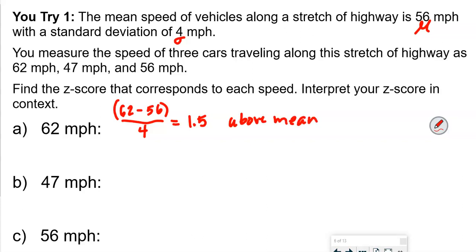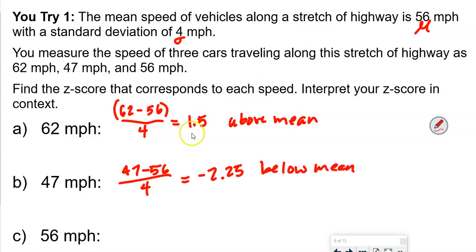So this one is above the mean, okay? Let's do the next one. So this one is going to be 47 minus 56 divided by our 4. And this one's going to end up being negative, right? So this is going to be a negative 2.25. So that means this one is below the mean.